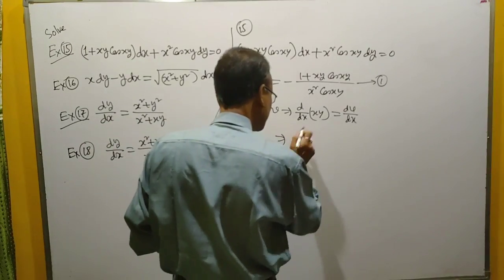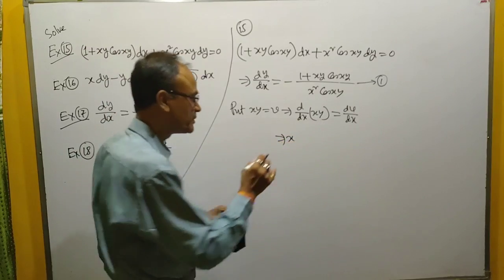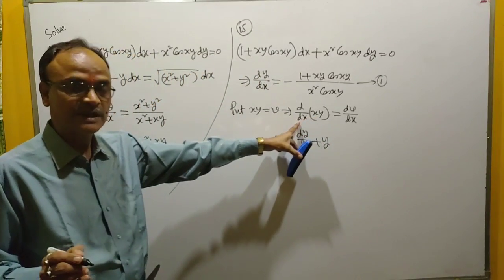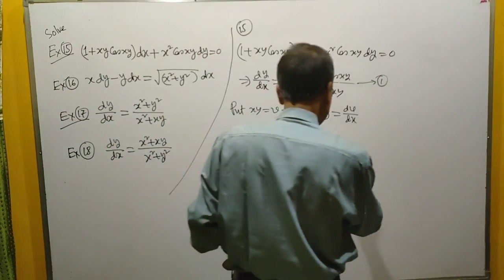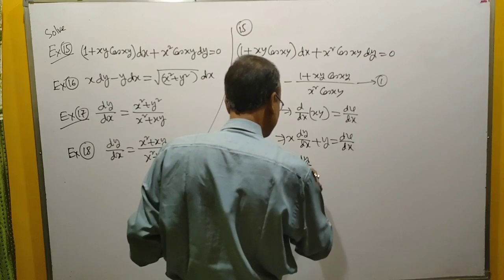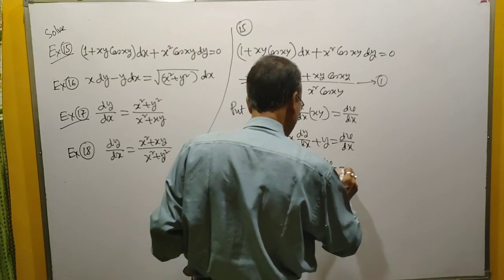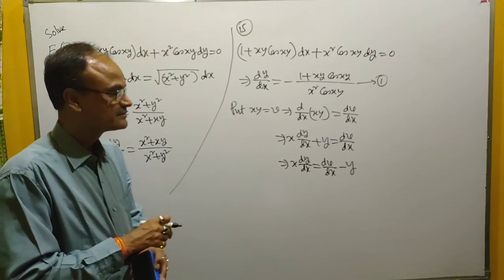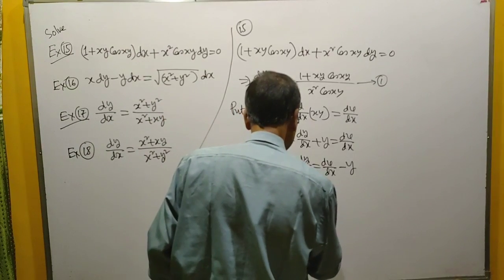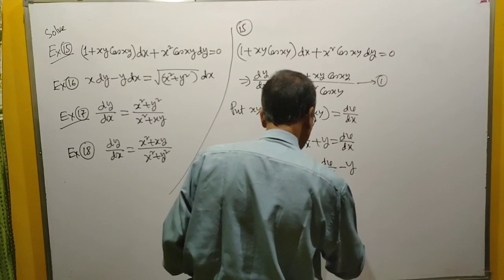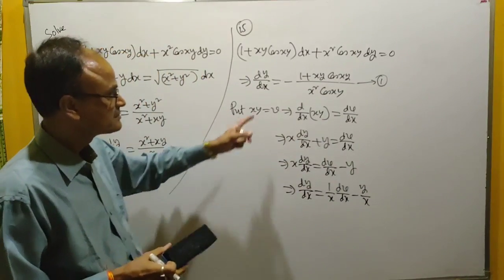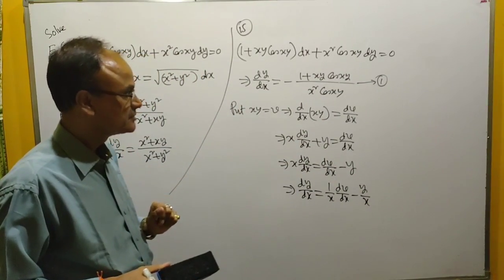Differentiating, first function x into differentiation of the second function, dy by dx, plus y into dx by dx, the differentiation of x with respect to x, which is 1. This is equal to dv by dx. Or you may write x dy by dx equal to dv by dx minus y, or dy by dx equal to 1 by x dv by dx minus y by x.